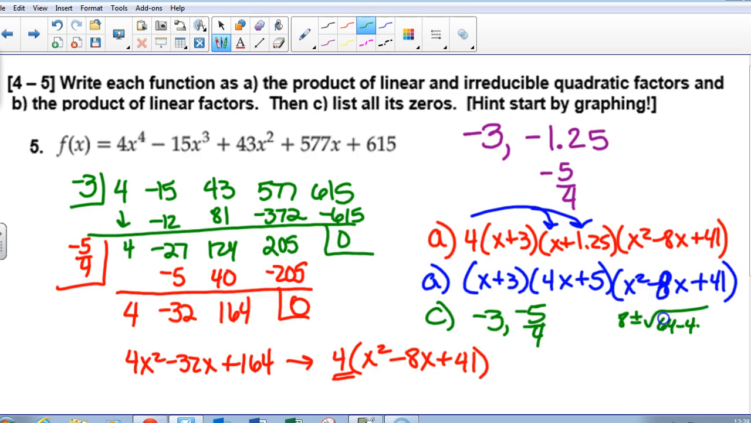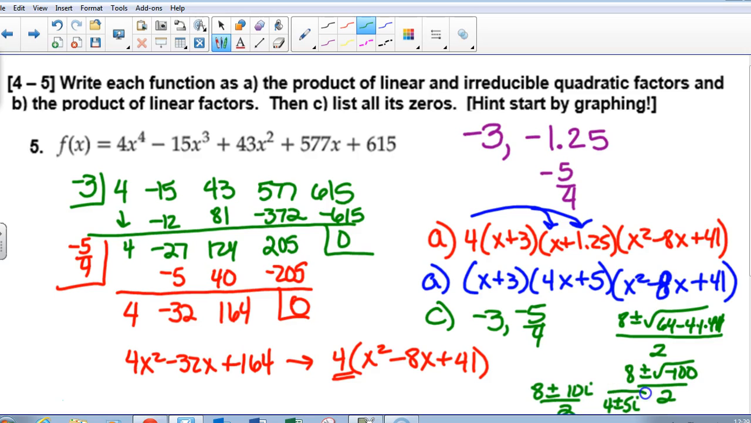64 minus 4 times 1 times 41. Is it -100? Isn't it 8 plus or minus the square root of -100 over 2? Which is 8 plus or minus 10i over 2, which is 4 plus or minus 5i.